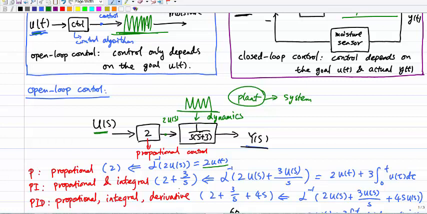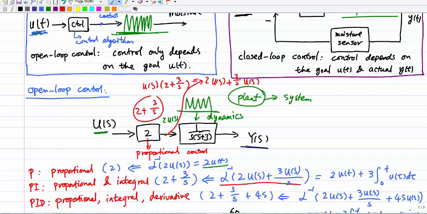Proportional and integral means if I have something like 2 plus 3 over s, so if it's a proportional integral, this becomes 2 plus 3 over s. Of course you can change the 2 or the 3 to different numbers, but the structure will remain the same. The reason this gives me proportional integral is that the output becomes 2 plus 3 over s times u of s. This is my proportional and integral control. So this point becomes 2 u of s plus 3 over s u of s. If I do the inverse of that, this gives me 2 u of t plus 3 times the integration from 0 to t of u of tau d tau.